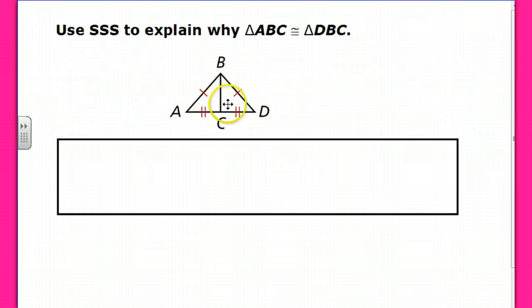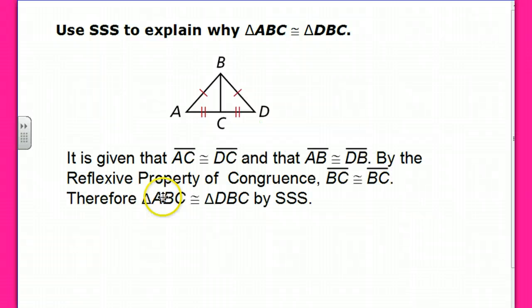So notice in this set of triangles, triangle ABC is congruent to triangle DBC. We know that BD is congruent to BA, right? We know that AC is congruent to CD, and with the reflexive property, we know that the third side of each of these triangles is the same. Therefore, the third sides are congruent, right? So we can say that triangle ABC is congruent to triangle DBC by SSS.